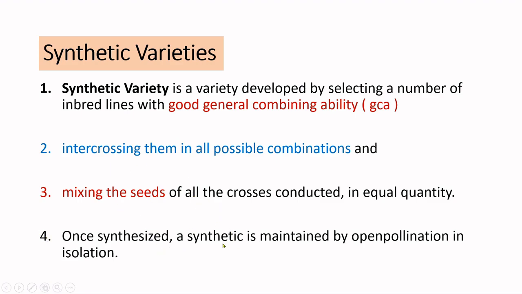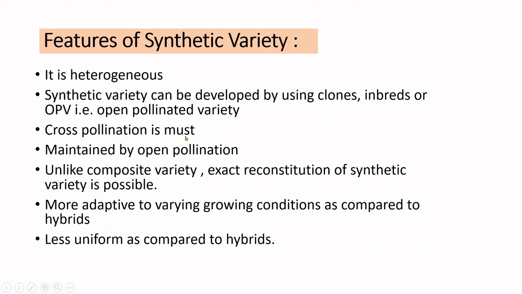Once synthesized, the synthetic varieties can be maintained by open pollination in isolation. Why open pollination in isolation? We have to allow random pollination among the selected plants, because it keeps on increasing the variability and at the same time broadens the genetic base. When it comes to cross-pollinated crop plants, the process of open pollination has to be done in isolation. Isolation distance or time isolation has to be maintained, so that the genetic variation is not disturbed by any other variety existing in the surrounding areas.